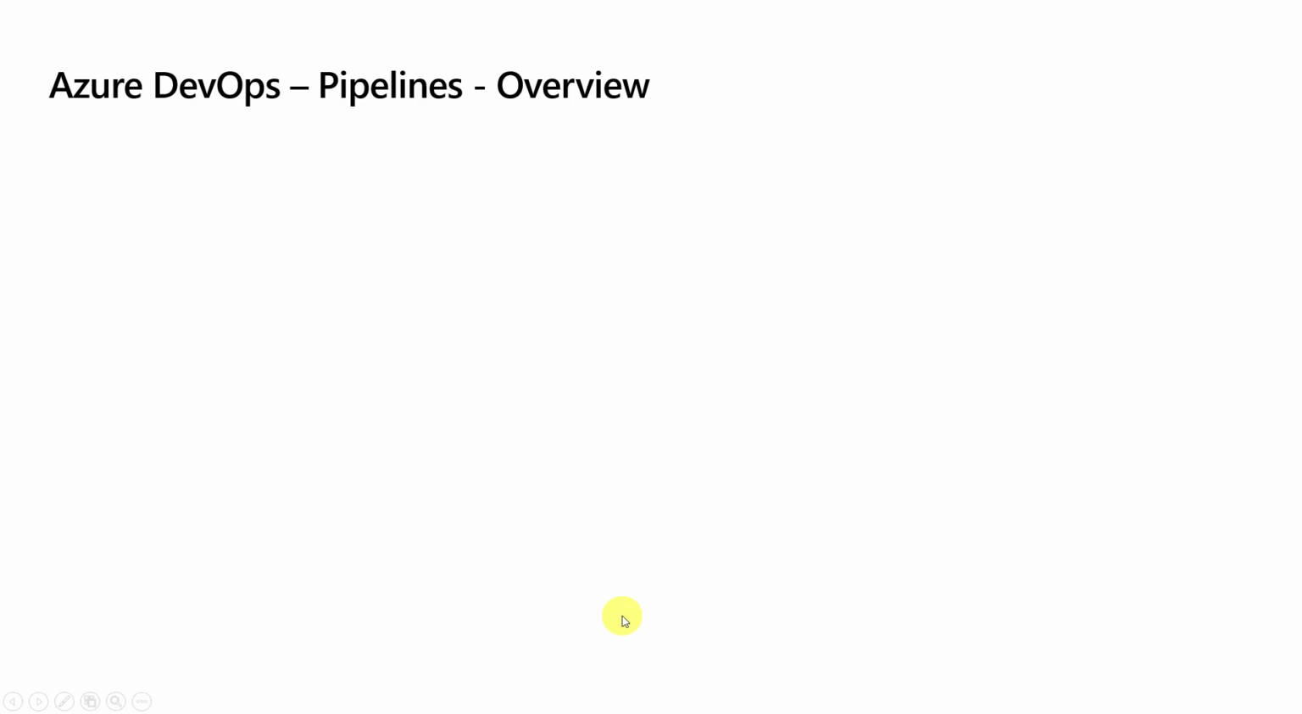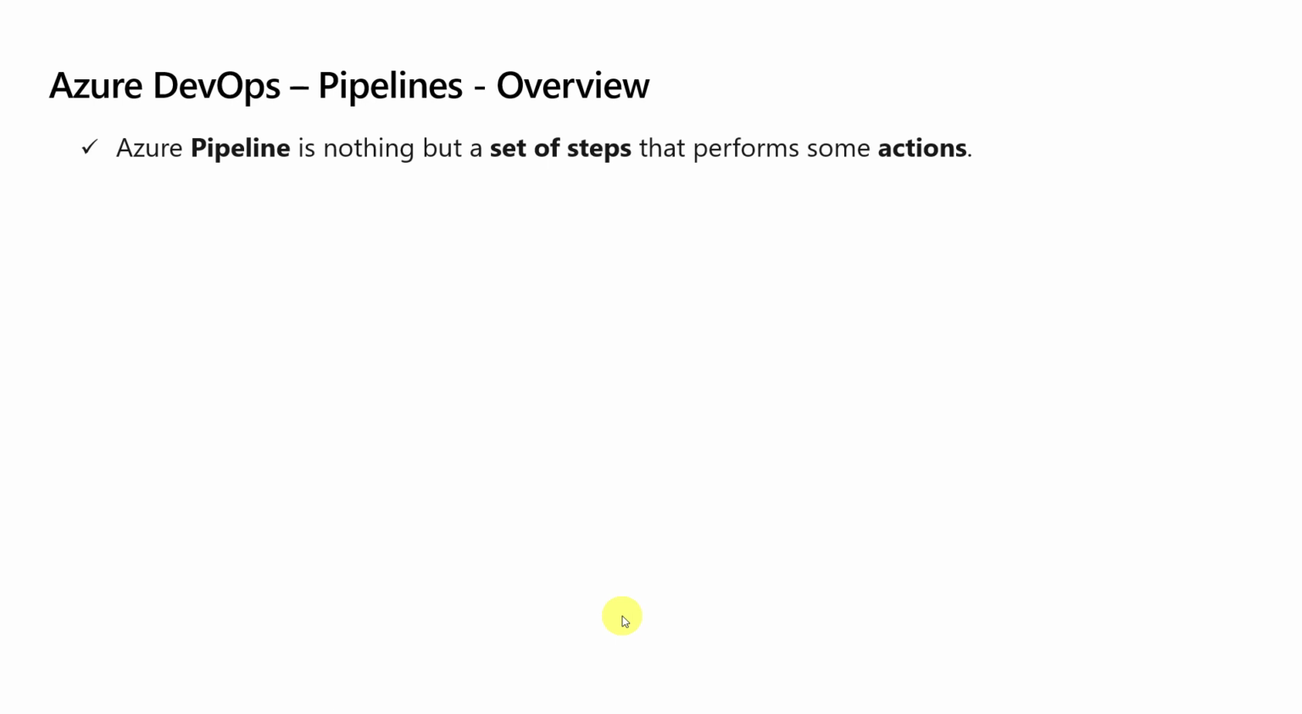Now, what is a pipeline? We all use this word in our day-to-day work, right? I have a lot of work in my pipeline. That means a pipeline is nothing but a set of tasks. Even here it's the same. It's a set of steps. Step is a technical term, which contains tasks, and each task performs some action.